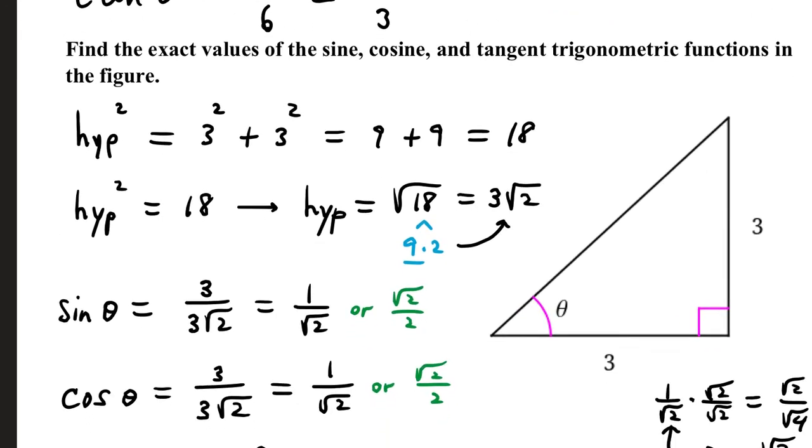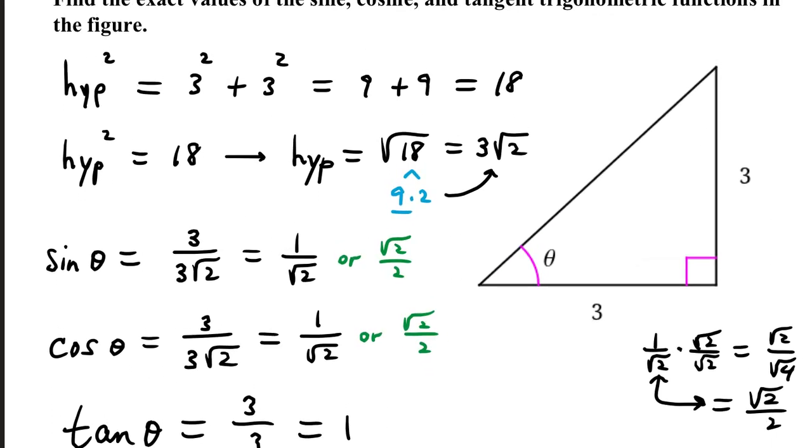Another example, we have a triangle where both legs are 3. Theta again is marked in the lower left vertex. The sides that form the 90-degree angle are 3 and 3. Those are considered legs. We don't know the hypotenuse, but we know how to find it. 3 squared plus 3 squared has to equal the hypotenuse squared. 9 plus 9 is 18. So hypotenuse squared equals 18 means that hypotenuse is the square root of 18.